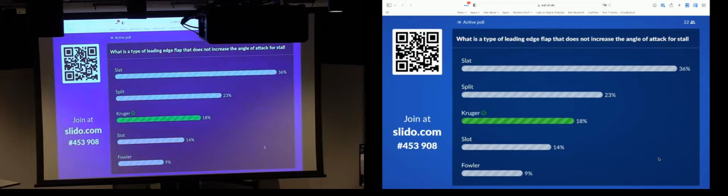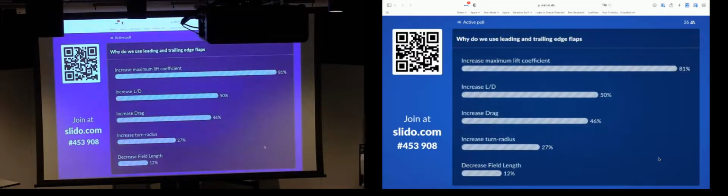So slats and slots allow that angle of attack to increase for stall. Okay? And then last one on this poll. Why do we use leading and trailing edge flaps? Absolutely to increase the maximum lift coefficient. We almost never increase the lift to drag ratio. We do use them to increase drag and decrease field length.